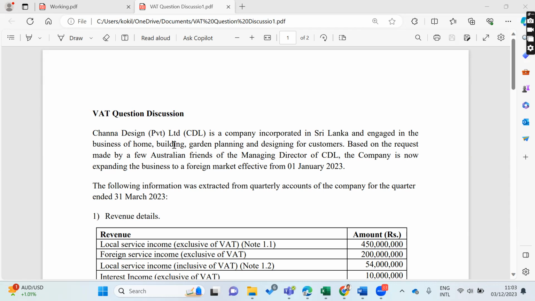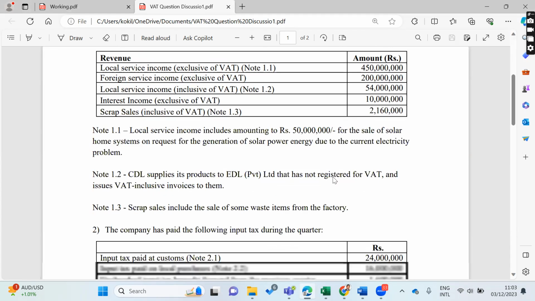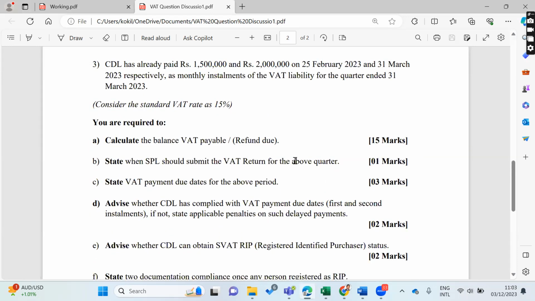China Design Private Limited (CDL) is a company incorporated in Sri Lanka and engaged in the business of home building, garden planning and design for customers, based on the request made by a few Australian friends of the managing director of CDL. The company is now expanding the business to the foreign market with effect from 1st January 2023. First of all, we'll look at the requirement.